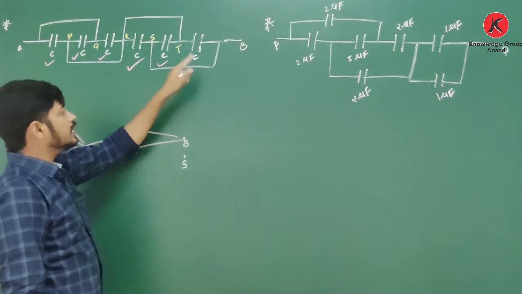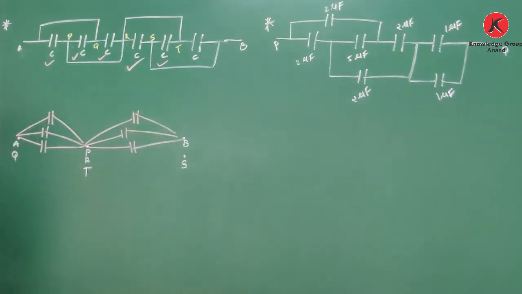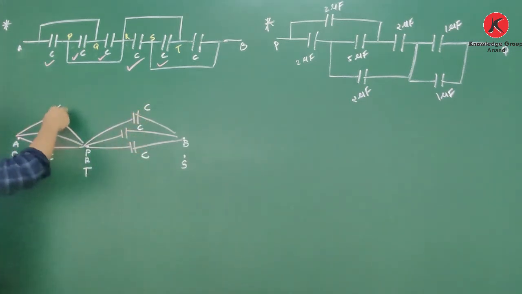Last one is between T and V. T is here and V is here. So yes, like this. Now it is easy to find which capacitors are in which connection. This C, C and C. This C, C and C. See, this 3C, this 3C and C, they are in parallel connection.